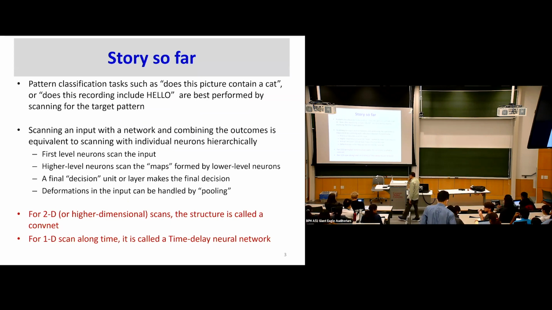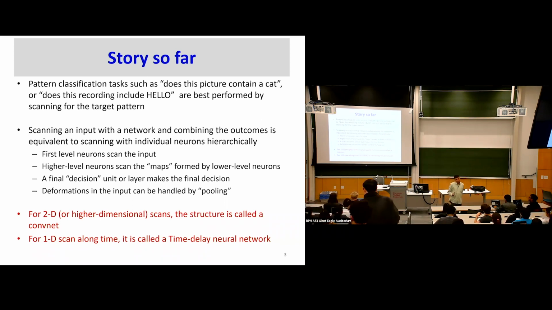So here's the story we have so far. We've seen that pattern classification tasks, like does this recording include the word hello, are best performed by scanning for the target pattern. Scanning the input with a network and combining the outcomes is equivalent to scanning with individual neurons hierarchically. First level neurons scan the input, the next level neurons scan the outputs of the first level neurons, and so on. And a final decision unit or layer can make the final decision. Deformations in the input can be handled by pooling. For two-dimensional or higher dimensional scans, the structure is called a convolutional neural network, or ConvNet for short.